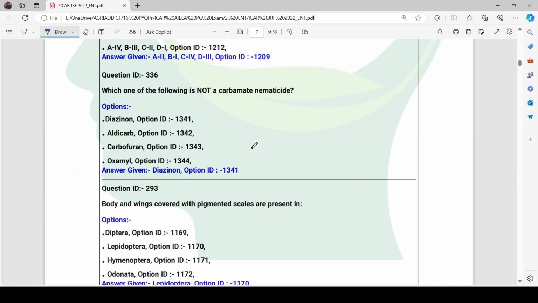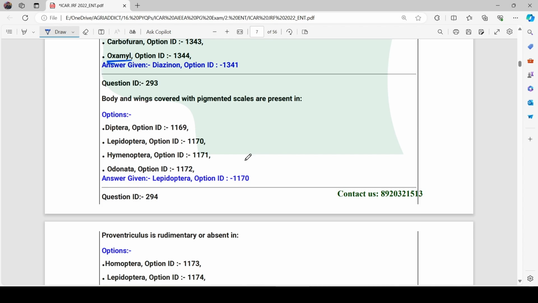Which one of the following is not a carbamate nematicide? So diazinon, it's an organophosphate, OP. Then aldicarb, carb is there, then it's a carbamate. Carbofuran, another carb is there, it's a carbamate. Then oxamyl, it's also a carbamate, important carbamate, oxamyl. So only one is organophosphate, that is the diazinon. So diazinon is the correct answer. That is option A. So option A is the correct answer.